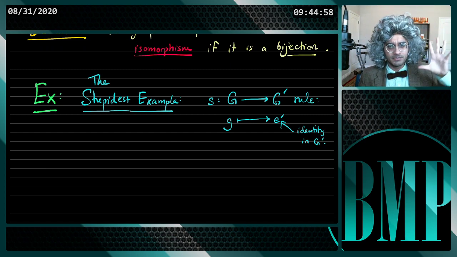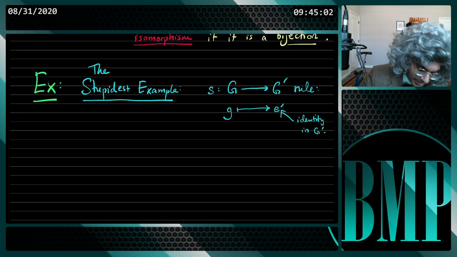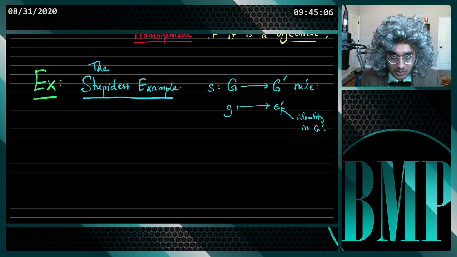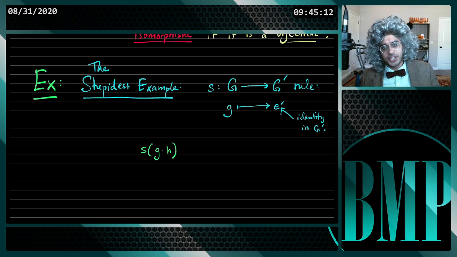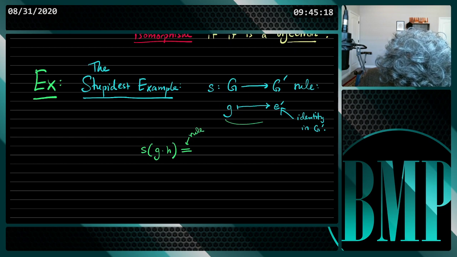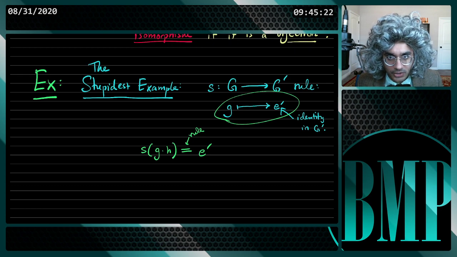Send everything to the identity element. Okay. Why is this a group homomorphism? Okay, we have to check. S of G times H equals, by the rule, E prime. Okay, that's what it is on the one hand.